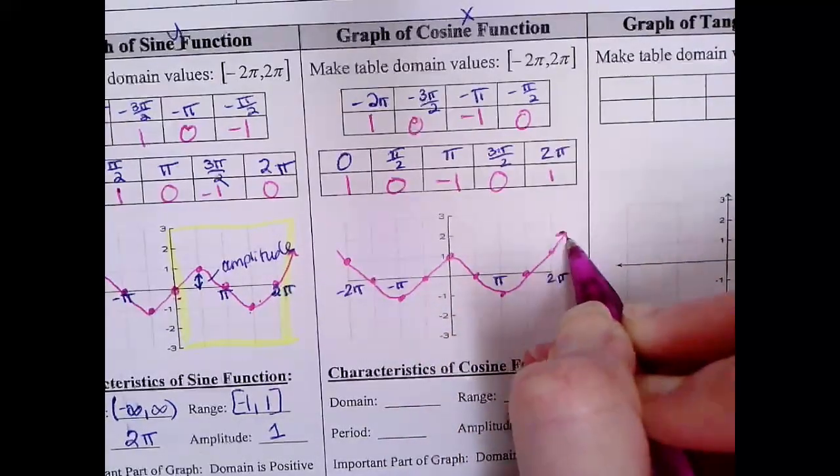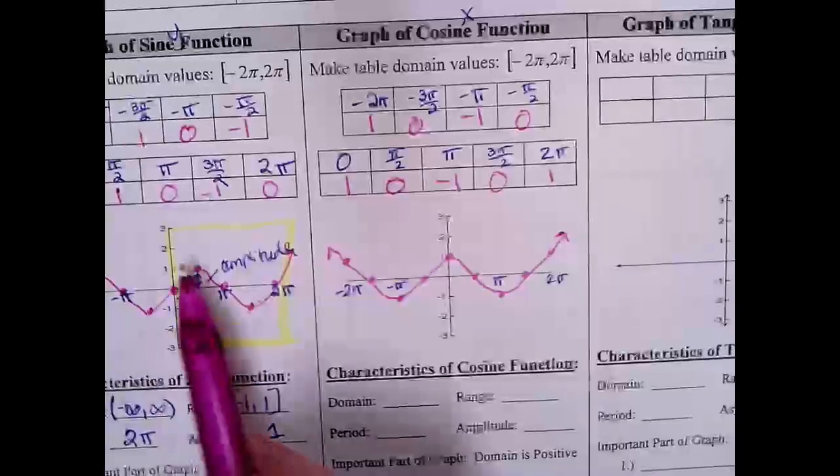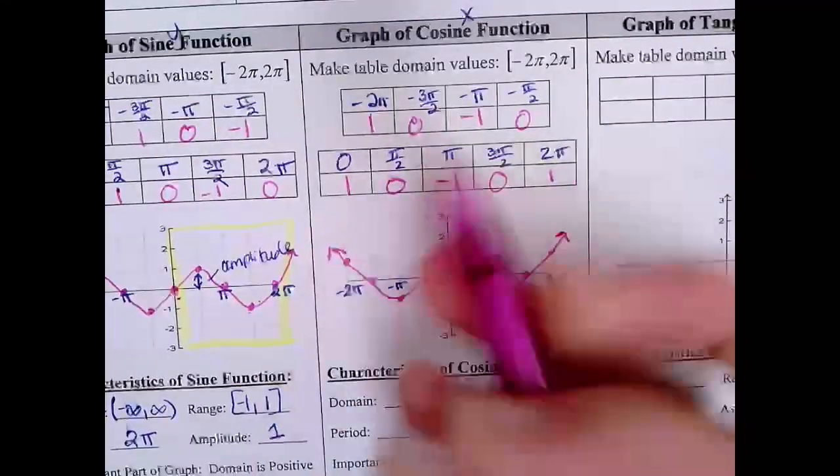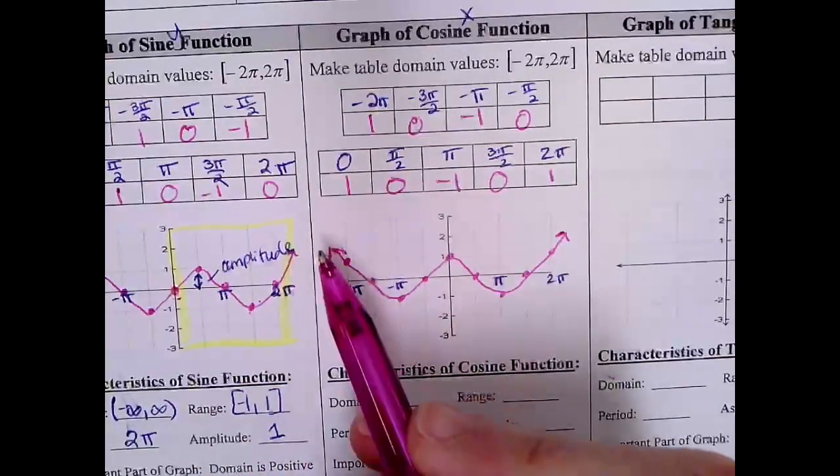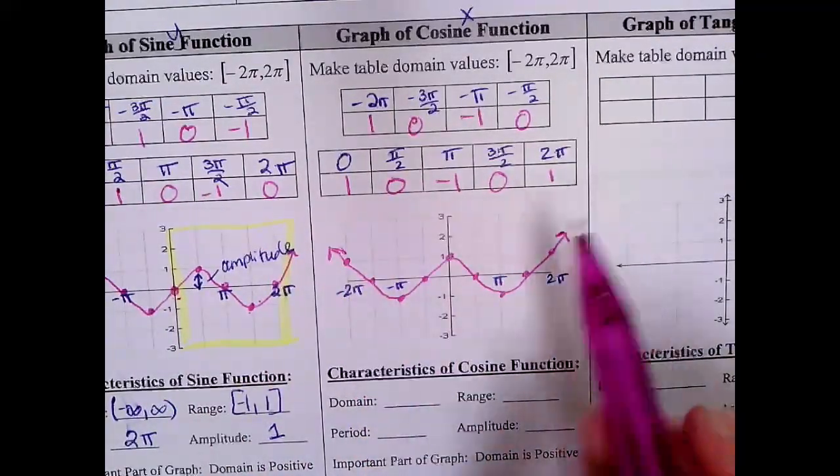It's kind of like a W shape. That's how I compare it. I try to say sine is your typical wave shape and cosine is your W shape, if that helps you.